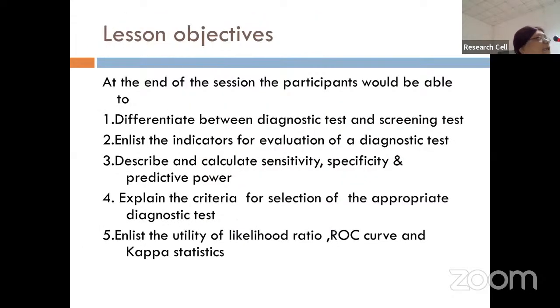So let's try to find out answers of some of these questions in this session. So the lesson objectives are, at the end of the session, the participant would be able to differentiate between diagnostic test and screening test, enlist the indicators for evaluation of a diagnostic test, describe and calculate sensitivity, specificity, and predictive power of a test, explain the criteria for selection of appropriate diagnostic test, and enlist the utility of likelihood ratio, ROC curve and Kappa statistics.